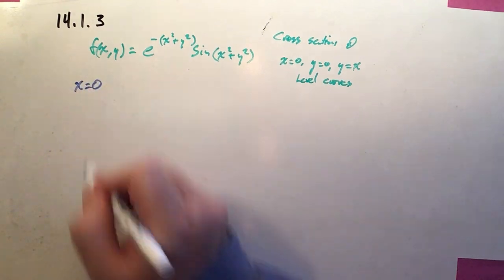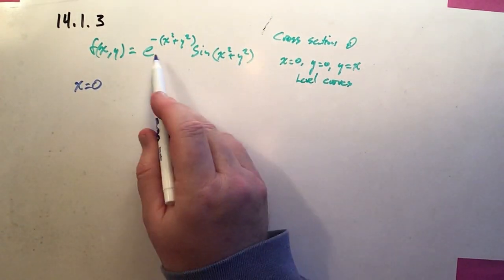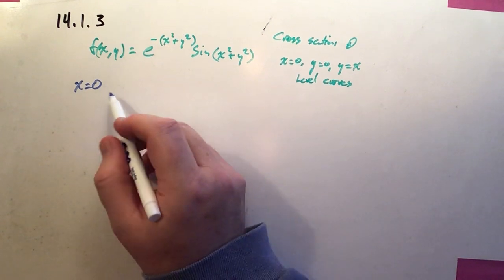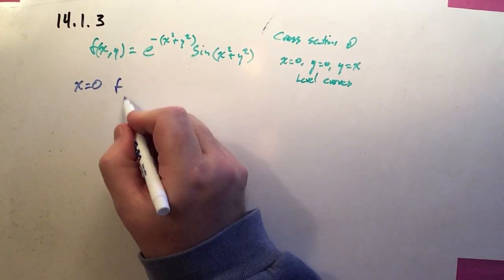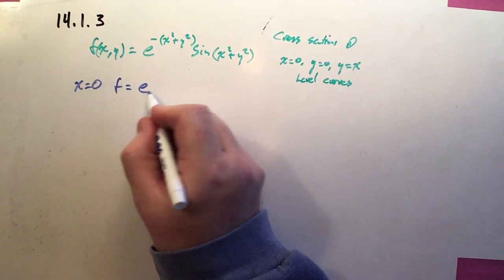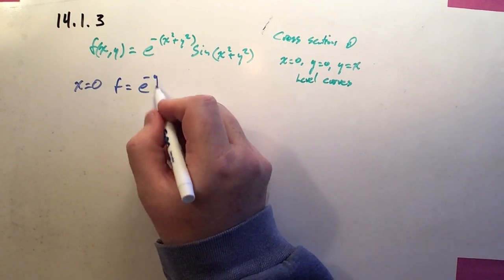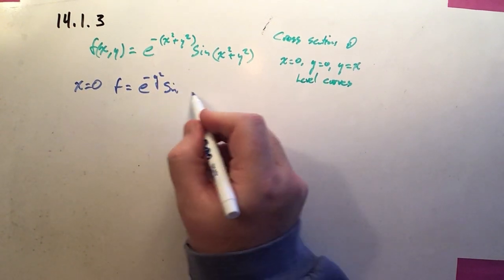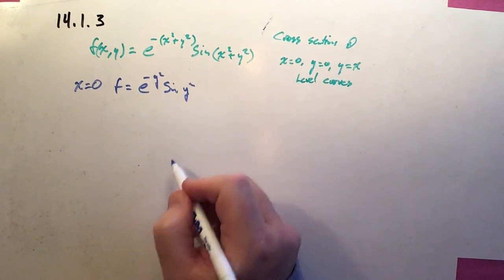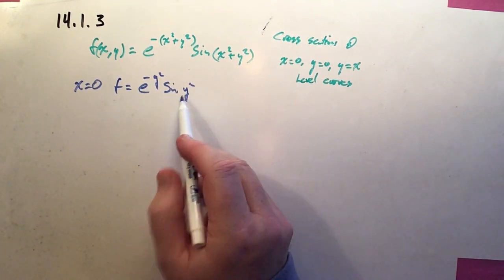First, when x is equal to 0. Okay, when x is equal to 0, it basically cuts the function in half so that it now becomes f is equal to e to the minus y squared sine of y squared. And what is that going to look like?